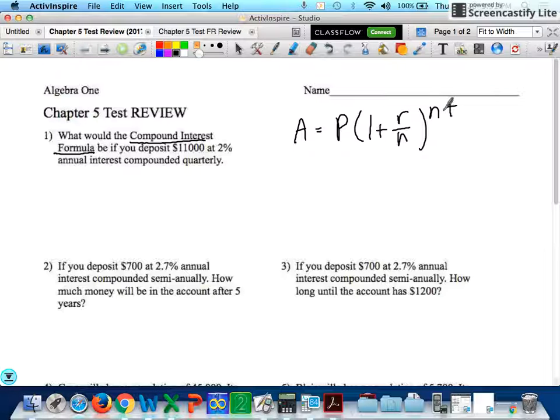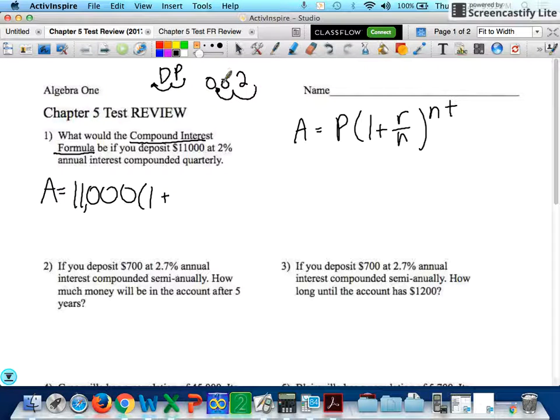And all I have to do is plug my information into there. We don't know A. We do know P. It's 11,000. 1 is always that 1 plus this rate. We're in percent land right here. We have to move over to decimal. So it would be 2, and we move that decimal 2 places, meaning we have 0.02. Our n is quarterly, which means 4. And then we raise it to the nt power. Well, we know n is 4 times t. They didn't give us t, so we just leave it as a t.